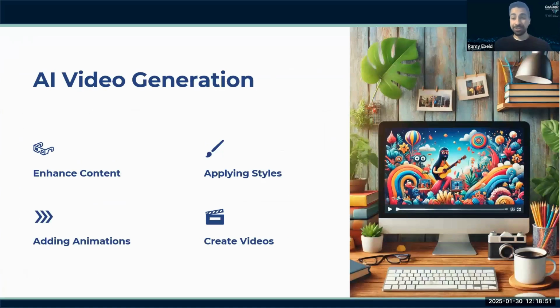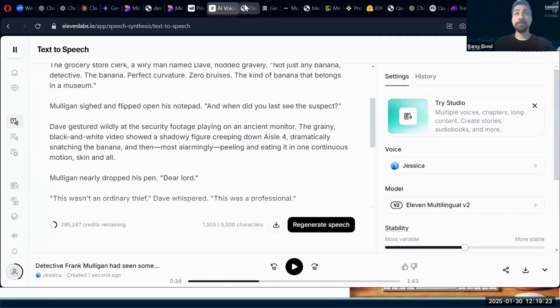Next is video generation. Video production traditionally demands a range of skills and equipment. Now AI can help generate or enhance video content, applying styles, adding animations, or even assembling entirely new video sequences from a prompt. This makes it possible to produce engaging video marketing materials or dynamic instructional content at a much faster pace. An example to that is a tool called Runway.